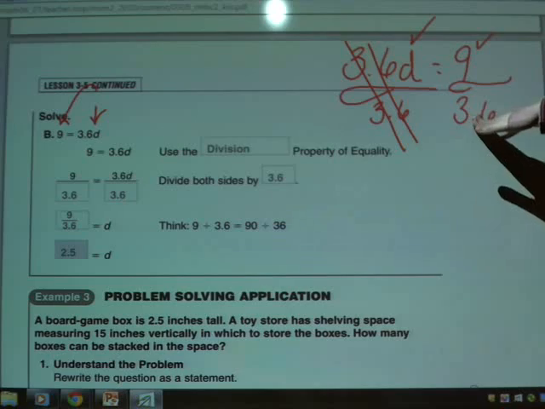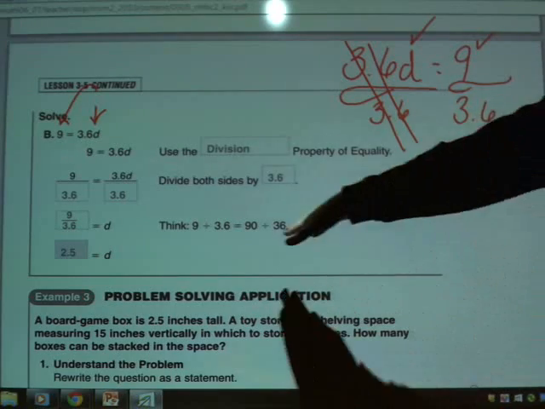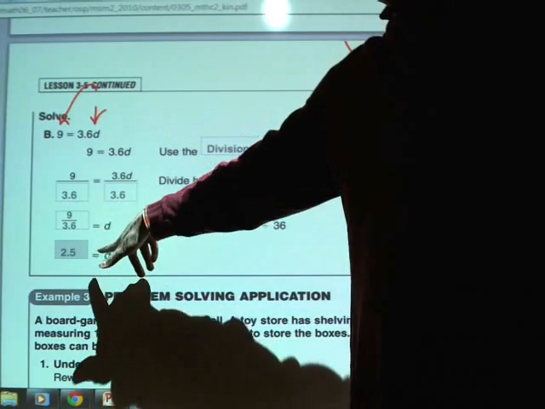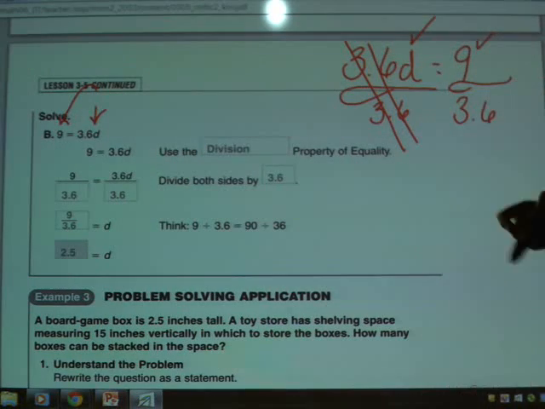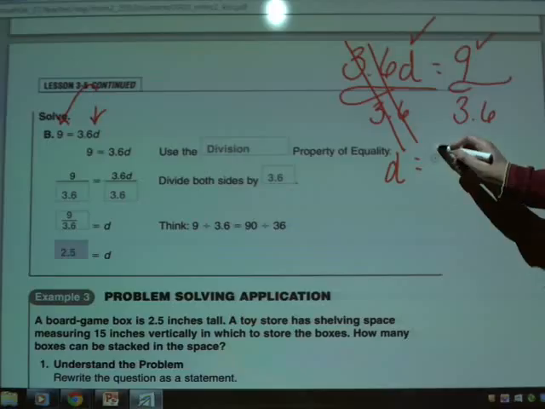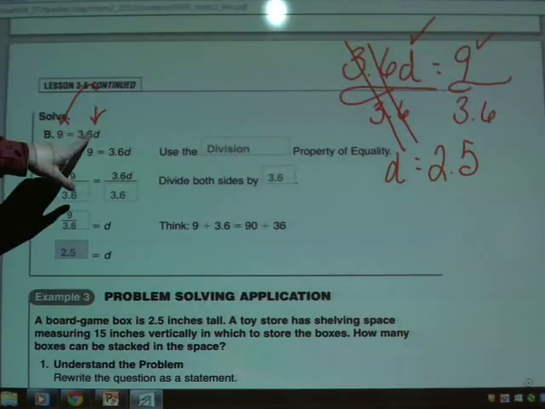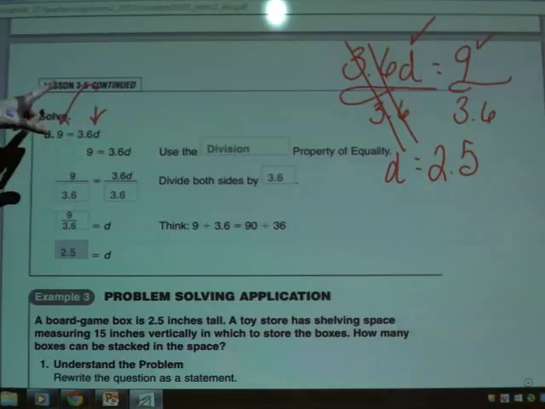Here I've got 9 divided by 3.6, and even though it's the opposite order of how it's written here, notice that's exactly what they're doing here, and they're solving this, and they're getting 2.5. D must equal 2.5. We can check this by going back and changing d into 2.5. 3.6 times 2.5 here would give me 9. Since both the left and the right side say 9, that means our equation checks.